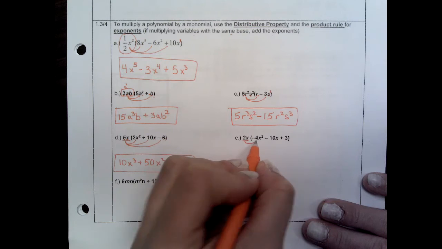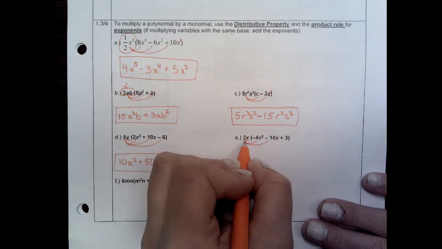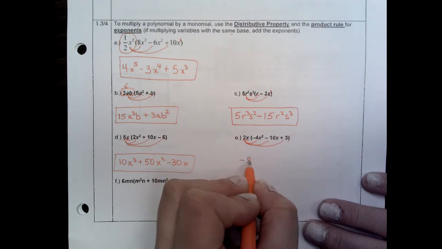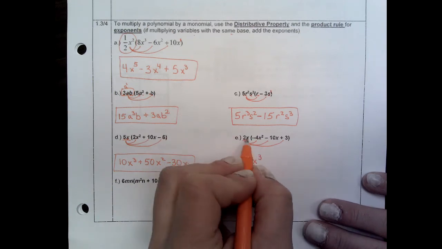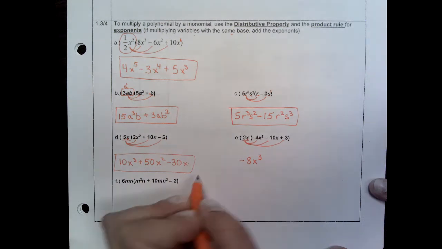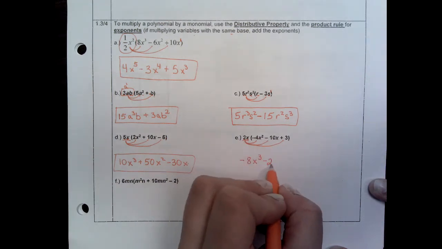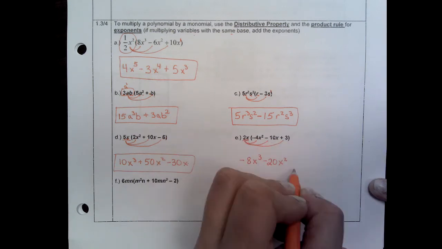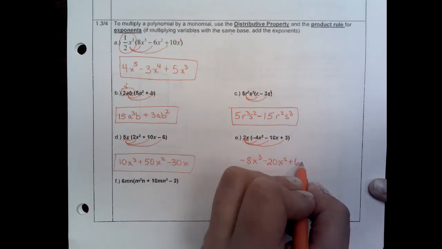So 2x times -4x squared times -10x and times 3. So 2x times -4x is -8 x to the 3rd, x times x squared. 2 times -10 is -20. X times x is x squared. 2 times 3 is 6, and then the x.